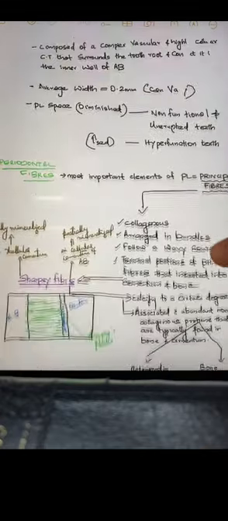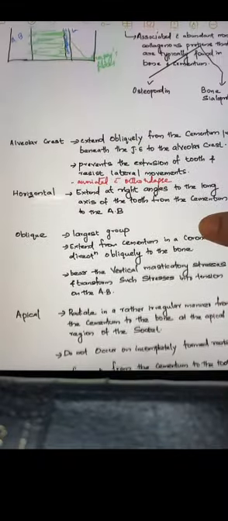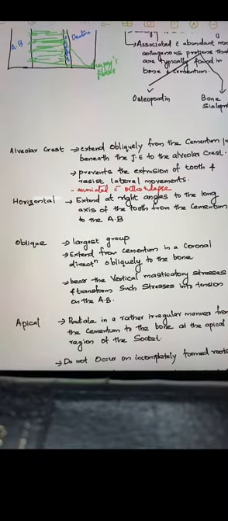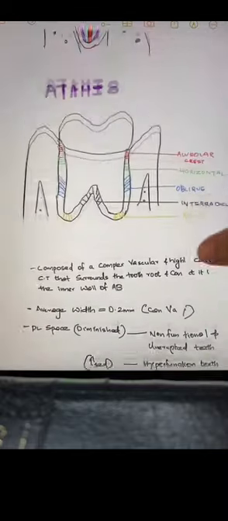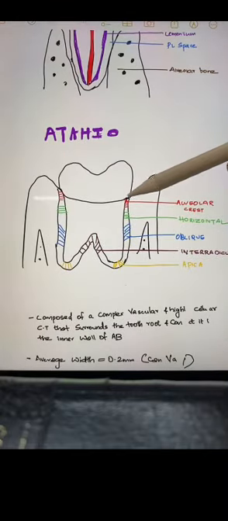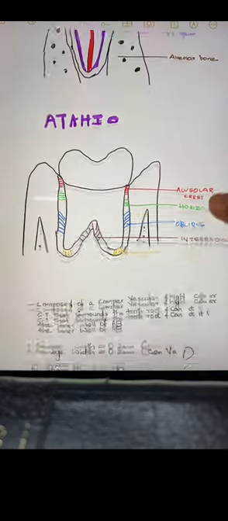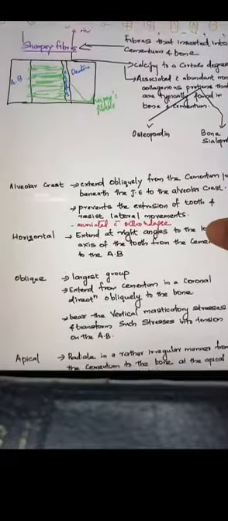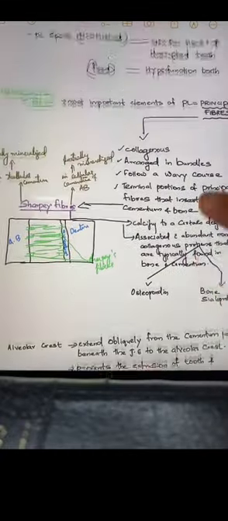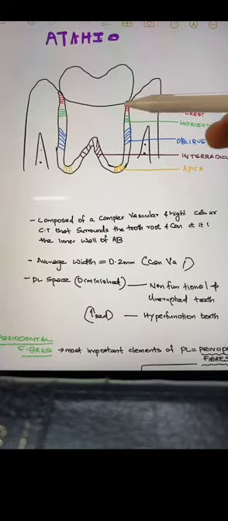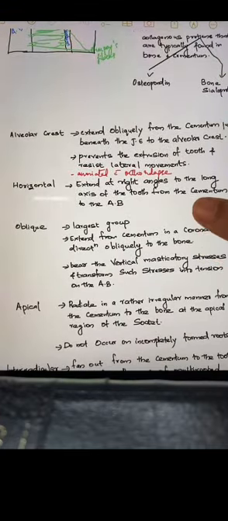So what are alveolar crest fibers? They extend obliquely from the cementum just beneath the junctional epithelium to the alveolar crest. This is like oblique lines. They prevent the extrusion of the tooth and resist lateral movements, and mainly this is associated with orthodontic relapse.